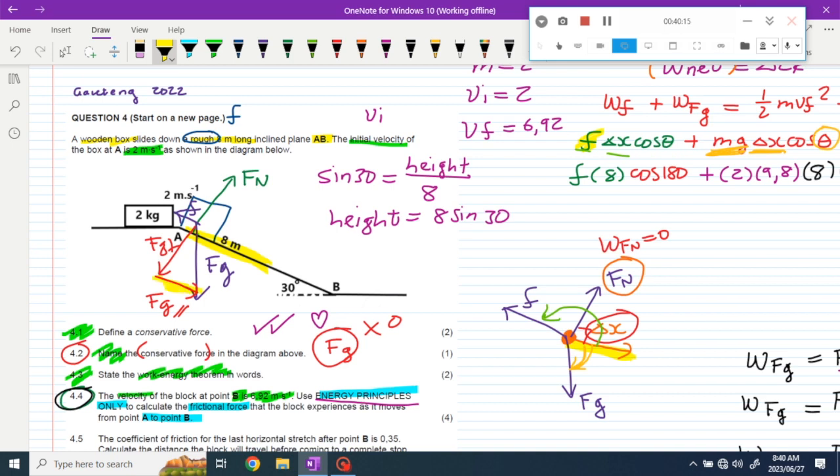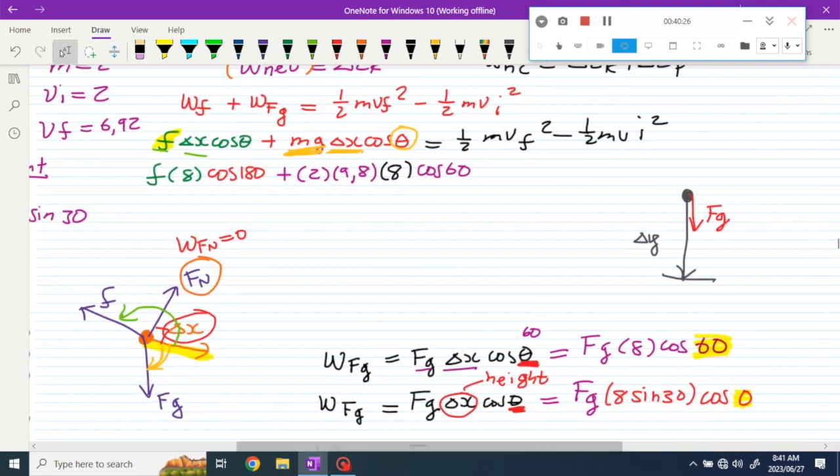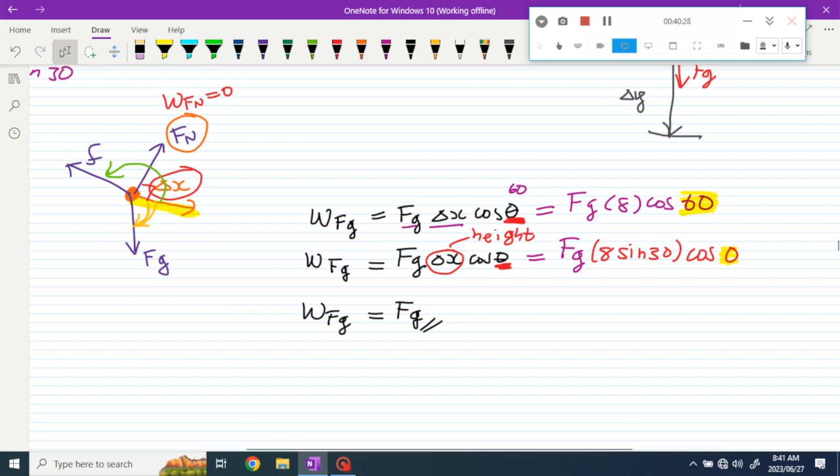Fg parallel. So what I can do is I can use the displacement with Fg parallel, and that will also give me the work done by Fg. Okay, this section is confusing because there are 100 different methods, and all of them are going to get you the correct answer if you use them correctly. Okay, so you're going to use change in x cos theta, where this theta value over here is the angle between the displacement and Fg parallel.